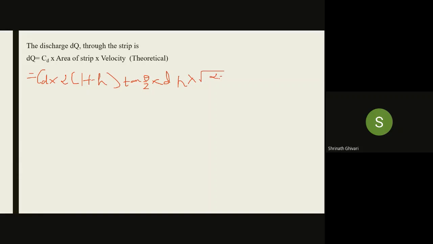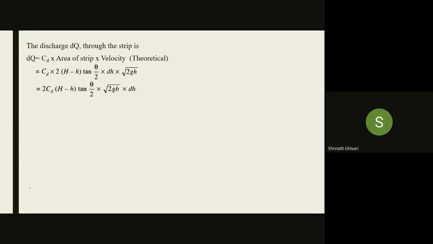Into square root of 2gh. 2 CD into 2 H minus H into tan theta by 2 into DH into square root of 2gh. Now how can you get the expression for this? This is the formula which we have got: 2 times CD into H minus H tan theta by 2 into square root of 2gh into DH. Now we got the expression.